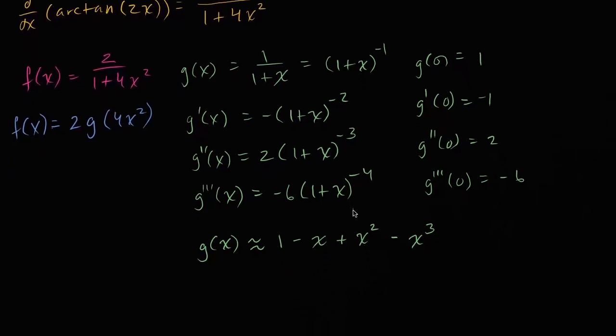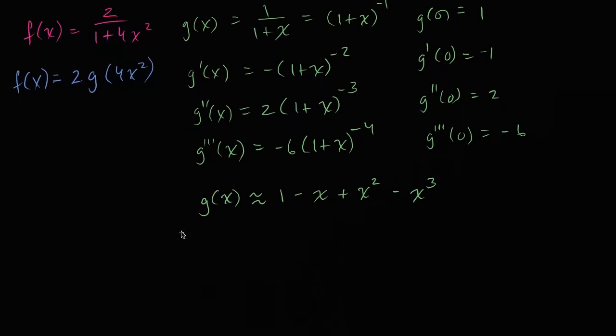So let's do that. So we can write that f of x is going to be approximately equal to 2 times this thing evaluated when x is equal to 4x squared. So it is 1 minus, instead of an x, I'm going to write a 4x squared, plus x squared. But instead of an x, I have a 4x squared squared. So this is plus 4x squared squared. Well, that's going to be 16x to the 4th. So let me just write that. That's going to be plus 16x to the 4th.